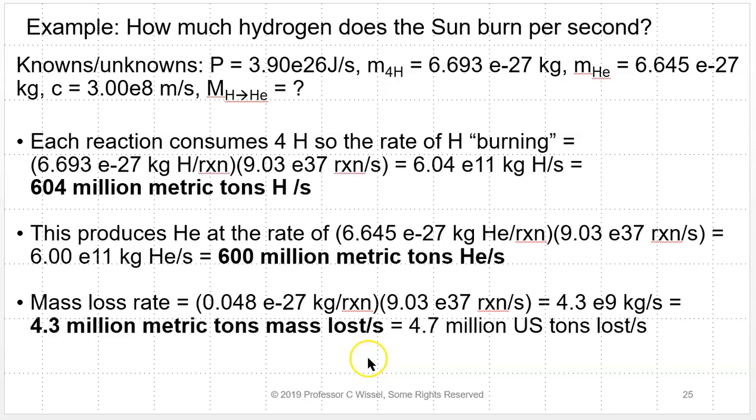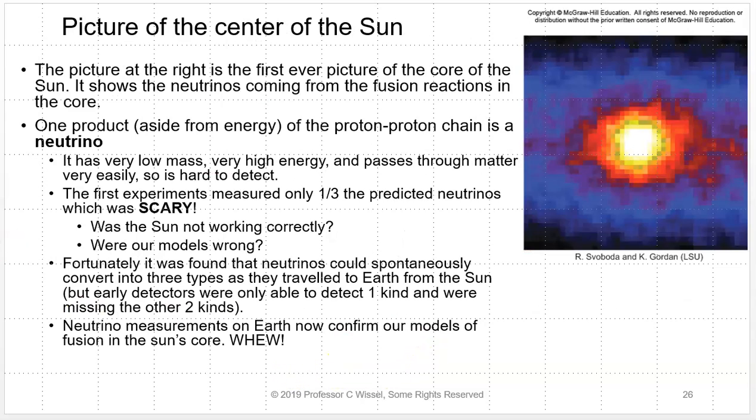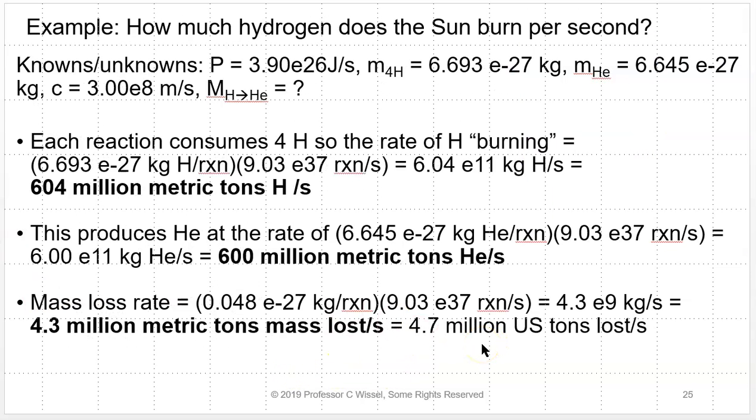In other words, the sun takes 604 million metric tons of hydrogen per second, converts it into 600 million metric tons per second of helium, and loses 4.3 million metric tons of mass that gets converted to pure energy to produce the luminosity of the sun, which is 3.9 times 10 to the 23rd kilowatts. So this is the sun's energy bill right here. And by the way, that is 4.7 million US tons lost per second.